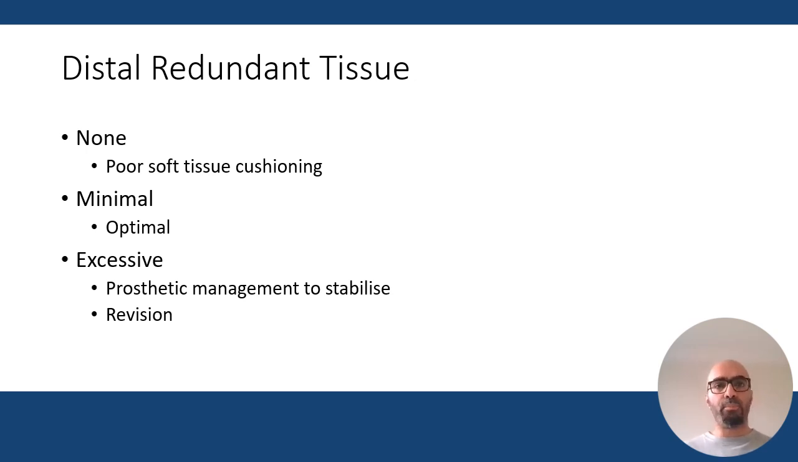If it's poor soft tissue cushioning, or optimal, or excessive, it may need prosthetic management to stabilize, or might need a revision surgery. So if there is extra soft tissue, it's not viable to put the prosthesis on it. It can lead to movement within the socket or can migrate away from the sensitive bony prominence, exposing it. Excessive redundant tissue often needs to be stabilized with a prosthetic liner or even revised surgically. So things sometimes need to be changed if there is too much soft tissue there. It's not a good factor.